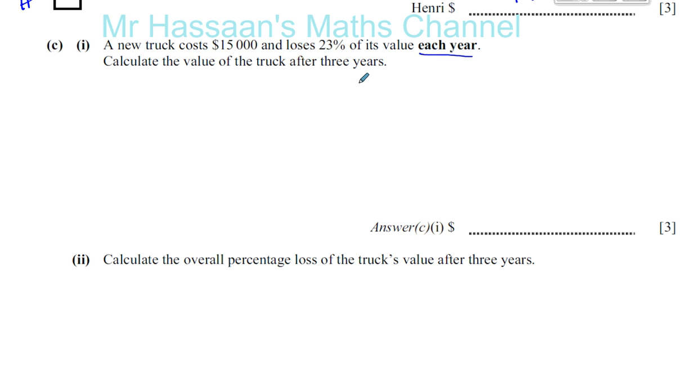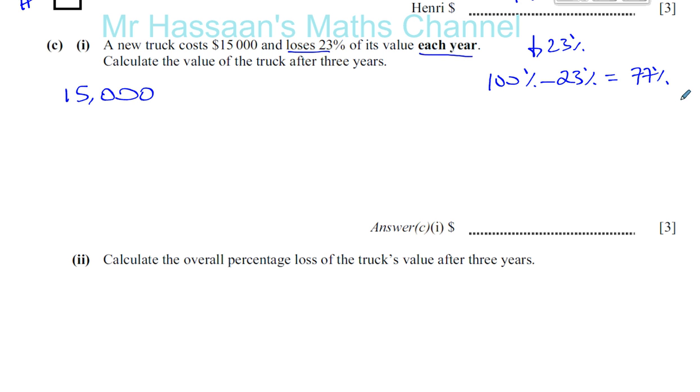Okay. Now, its original price is $15,000. It loses 23% of its value. So it's going down by 23%. That means its original value is going to lose 23%. So now it's going to become 77% of what it was, which as a decimal is 0.77. Okay, so if I multiply this by 0.77, that will make it reduce by 23%. That's going to be the value after the first year.